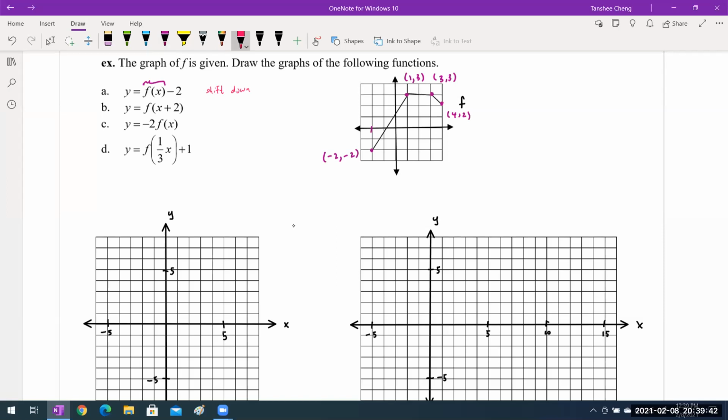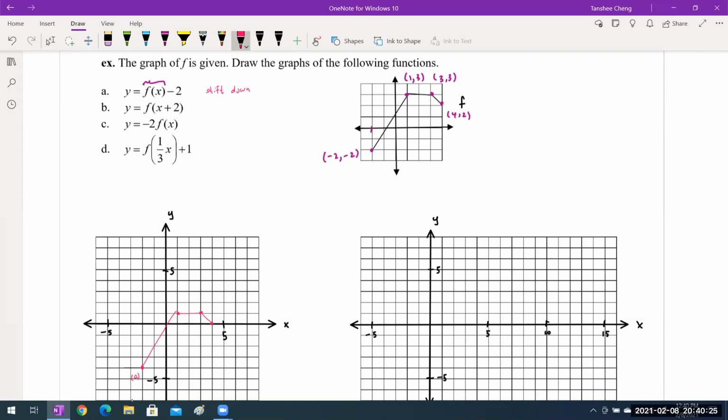So at -2, when you shift down 2 units, that will become -2, -4. 1, 3, shifting down will be 1, 1. 3, 3, shifting down will be 3, 1. 4, 2, shifting down 2 units will become 4, 0. So now if I connect all of these points, that gives us the transformation of this graph for part A. So this is my part A answer.